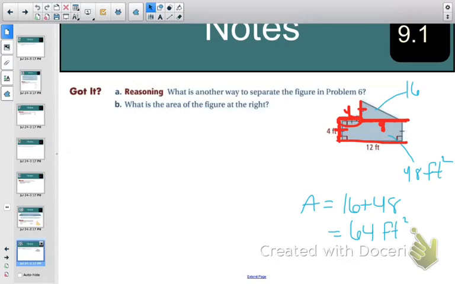So to find the area of the triangle, we do 8 times 4, which is 32, but then we have to cut that in half. So 1/2 times 8 times 4 gives us 16. So we do 16 plus 48 to get 64 square feet.